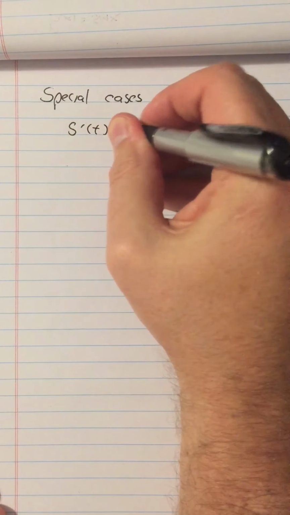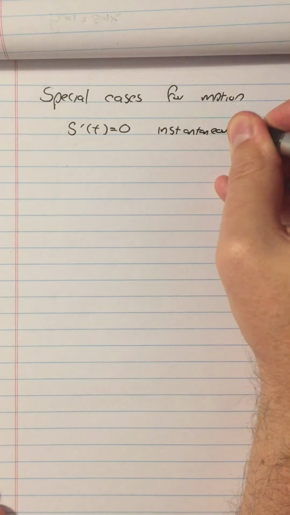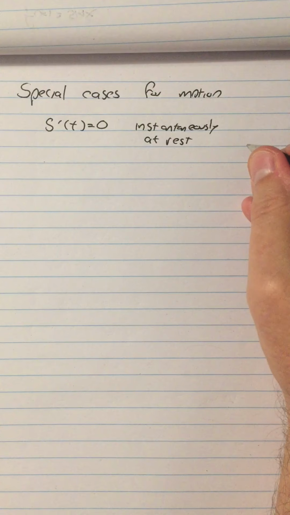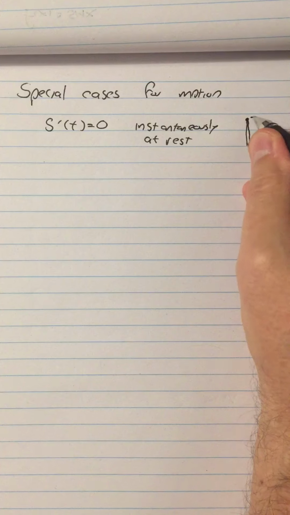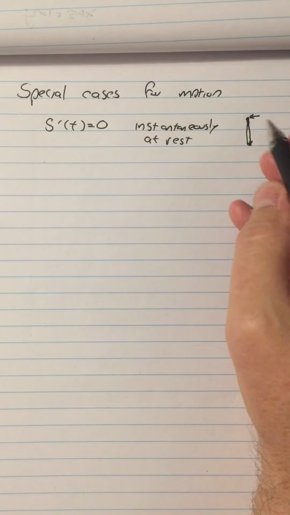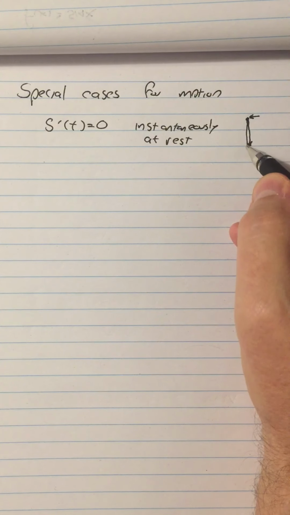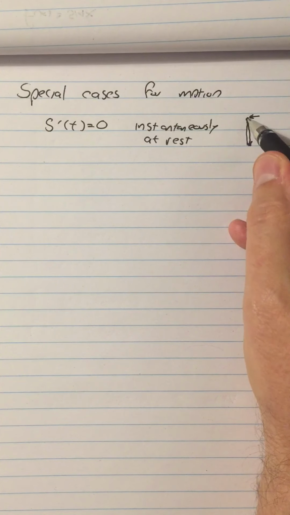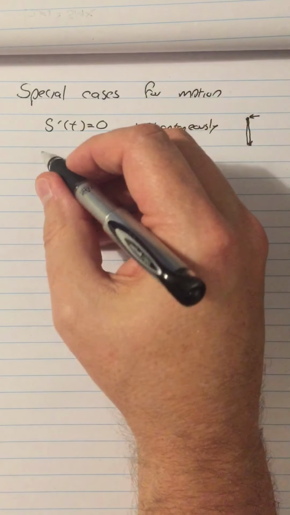If S prime of t equals 0, the object is instantaneously at rest. So famously, one place that this happens is if you throw an object straight up in the air and then it returns and falls right on you. At that one instant at the top of the trajectory, the object is not moving for a period of time of 0 seconds. So the object is moving up, stops, and comes back, and the amount of time that that object hovers motionless in air is 0 seconds, but a crucial part of the trajectory.